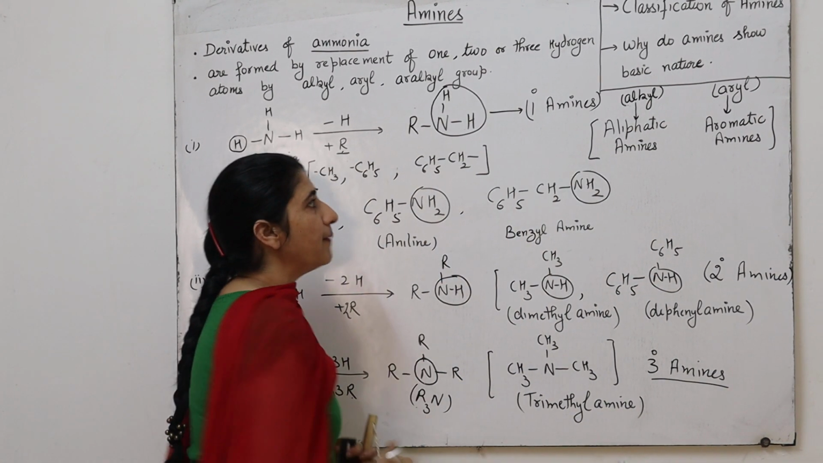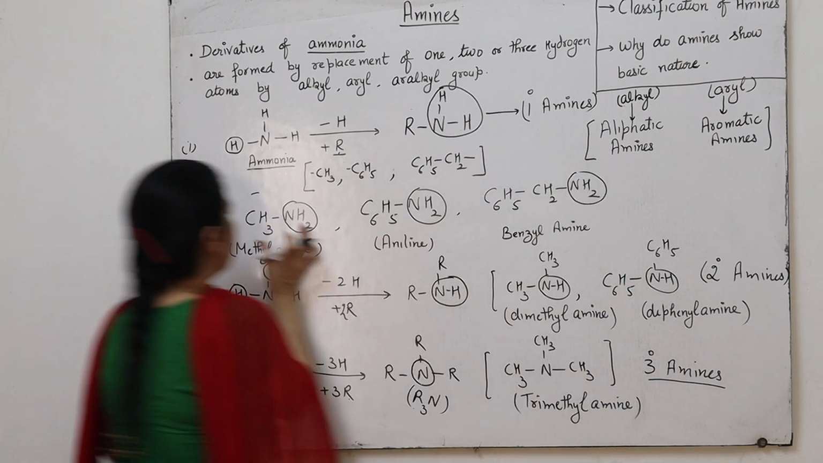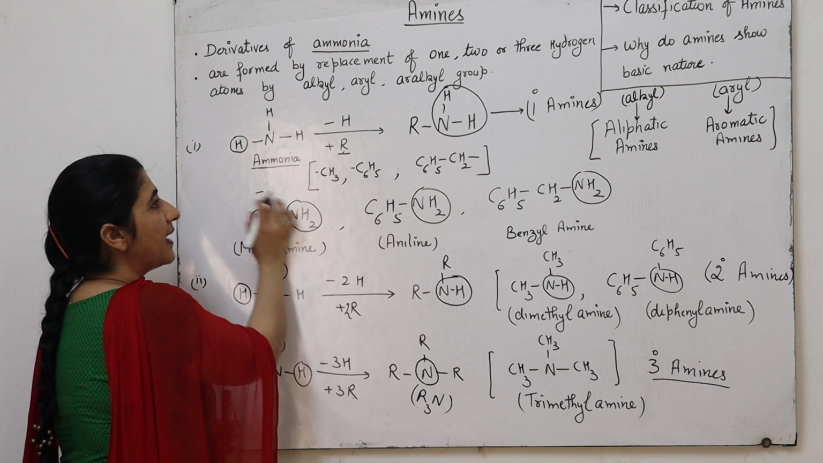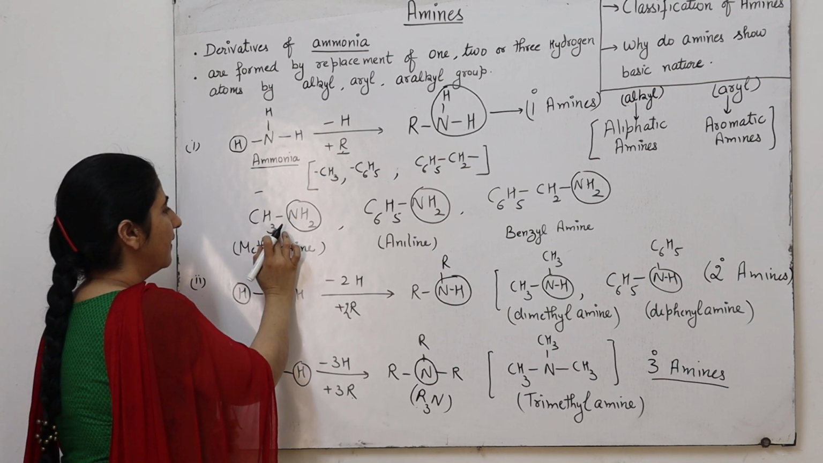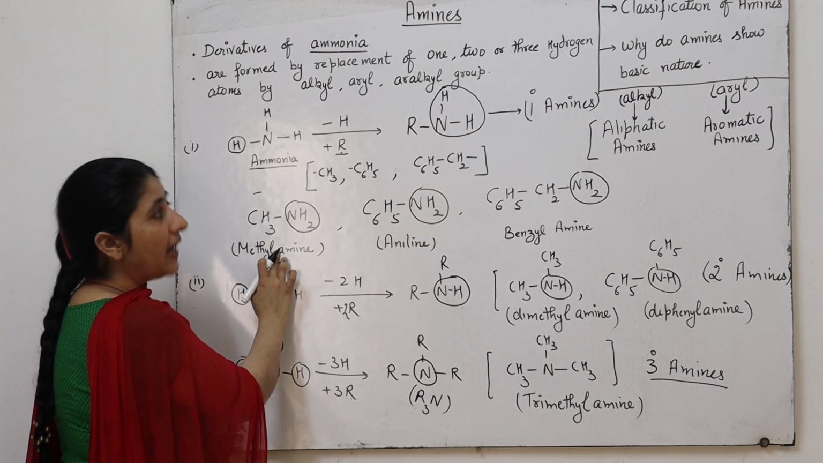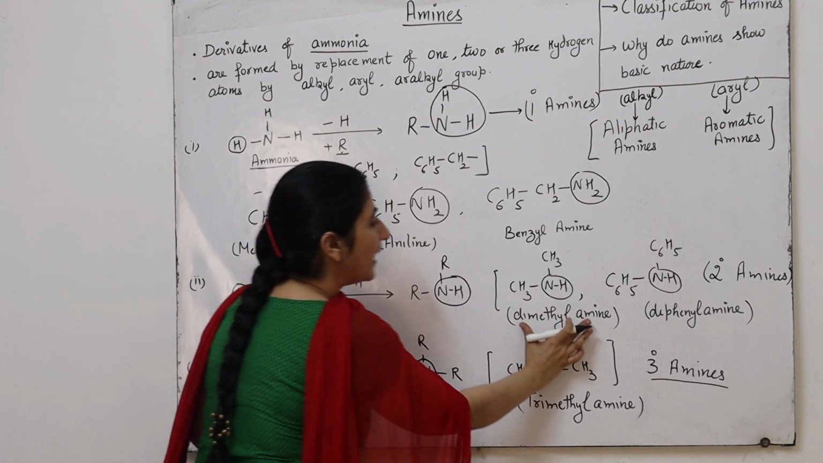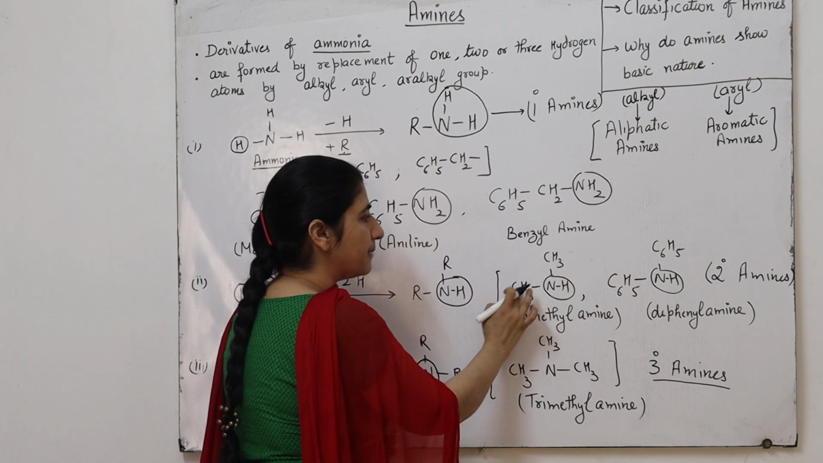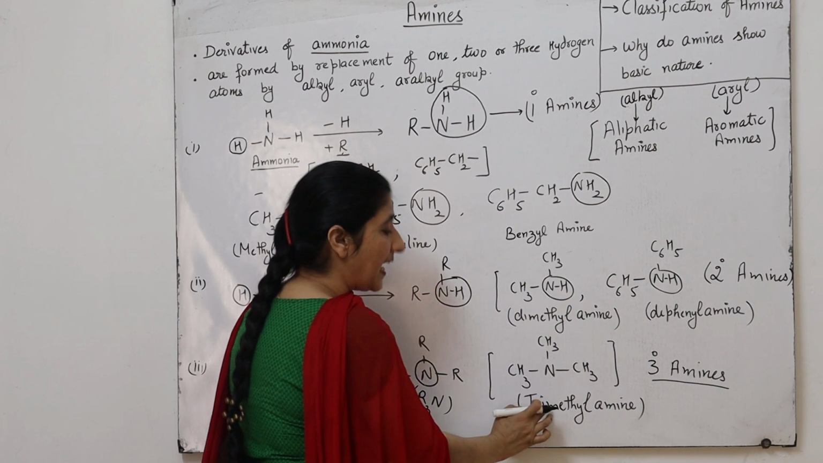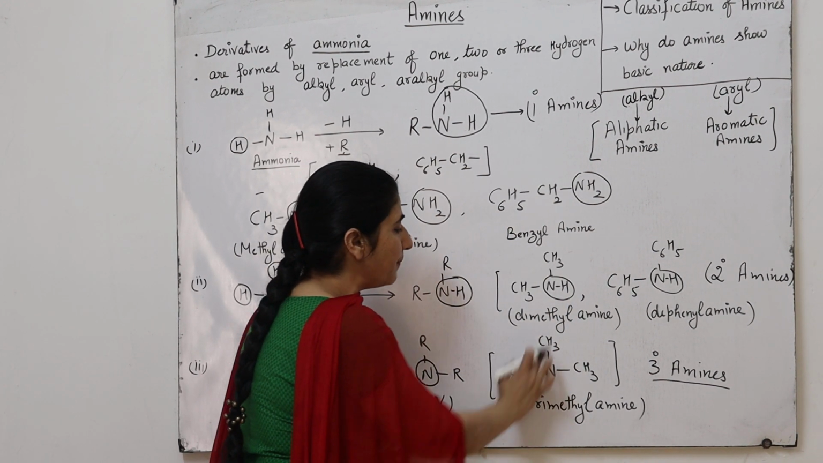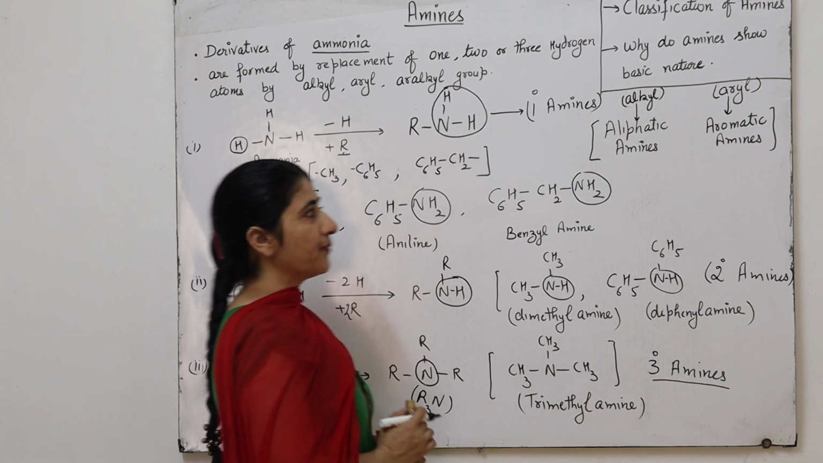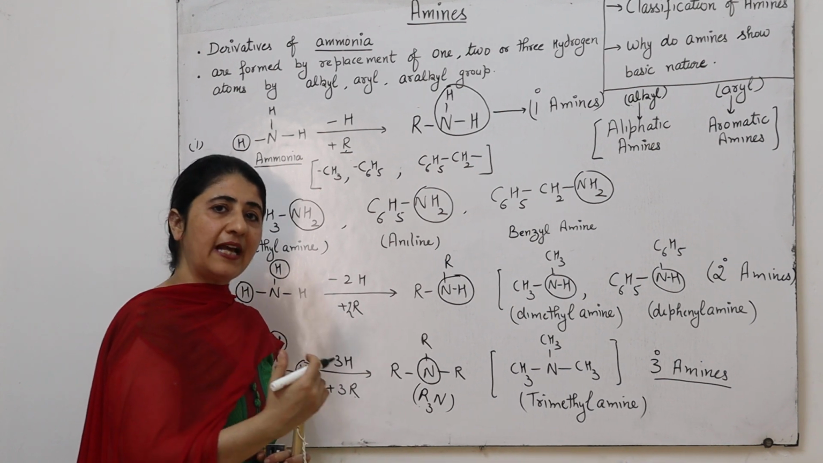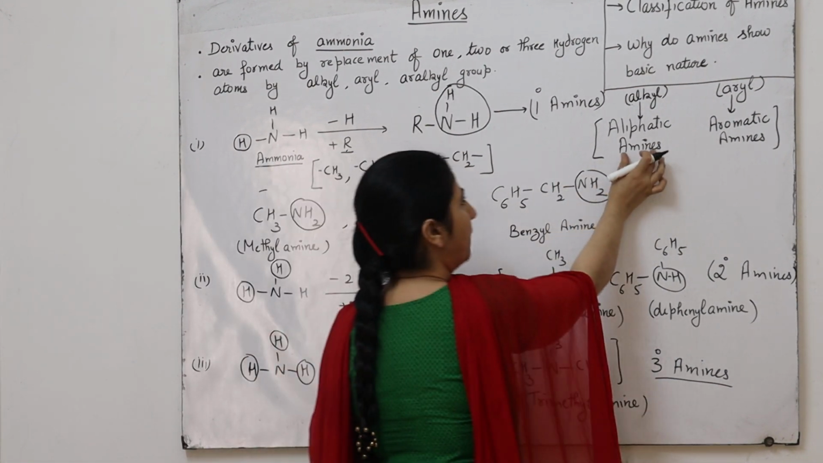So what are the examples of aliphatic amines? That is methylamine, in which the substituted group is an alkyl group, that is methyl. The second example of aliphatic amines is dimethylamine, in which 2 substituted groups are methyl. The third example of aliphatic amines is trimethylamine. So these are methylamine, dimethylamine and trimethylamine. These are examples of aliphatic amines.